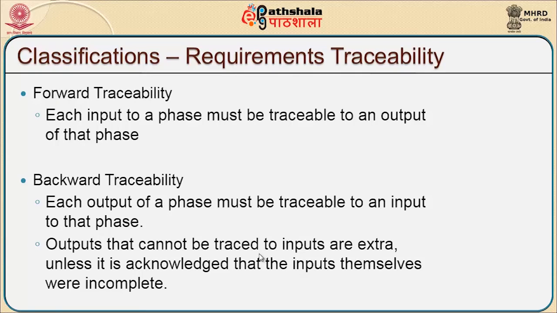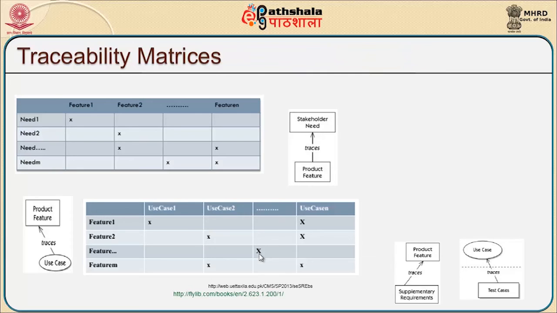There are two classes of requirements traceability, as I have already mentioned: forward traceability and backward traceability. In forward traceability, each input to a phase must be traceable to an output of that phase, whereas in backward traceability, each output of the phase must be traceable to the input. So outputs that cannot be traced to the input are extra, unless it is acknowledged that the inputs themselves were incomplete. Let us look at a simple example of a traceability matrix.